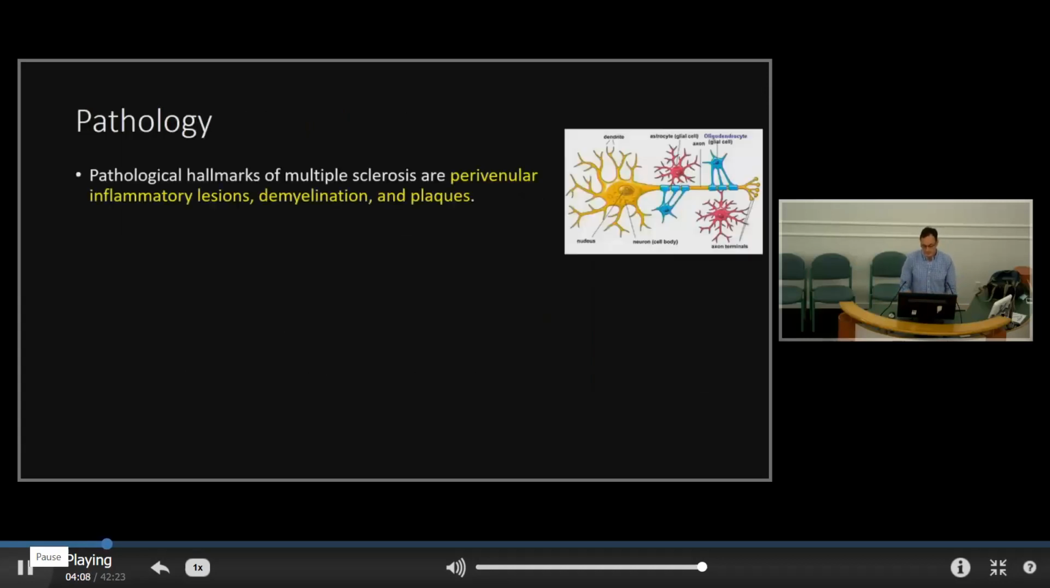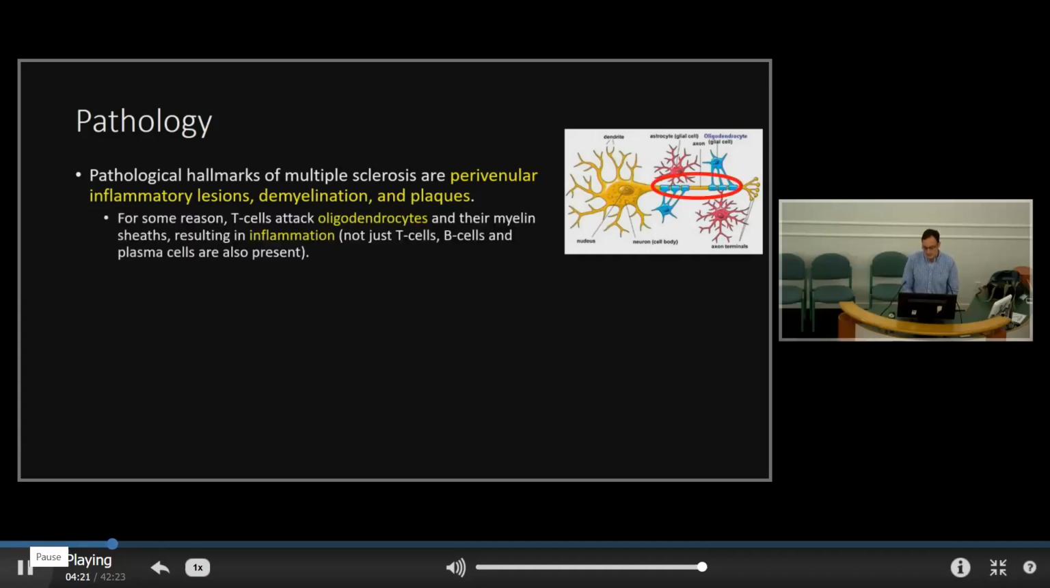So what is MS? MS is basically this sort of progression of three things. So you get perivenular, that's around the veins, inflammatory lesions, demyelination, and plaques. So if you look at the picture, it's the oligodendrocytes that take the hit. In MS, the oligodendrocytes, which form the myelin around the neurons in the brain, take the hit from the immune system. So it's primarily T cells that attack them and their myelin sheaths. This produces an inflammatory response, of course. There are B cells and plasma cells and other inflammatory mediators involved, not just the T cells.